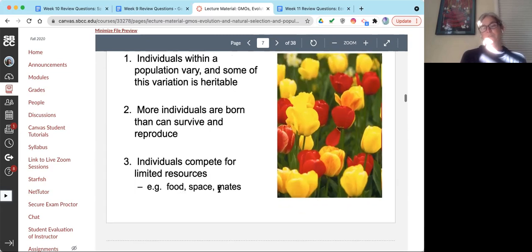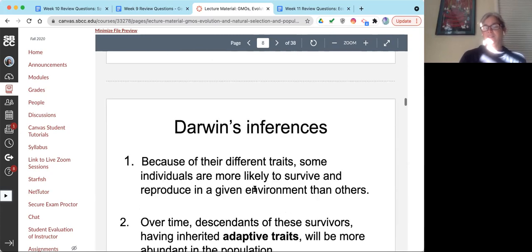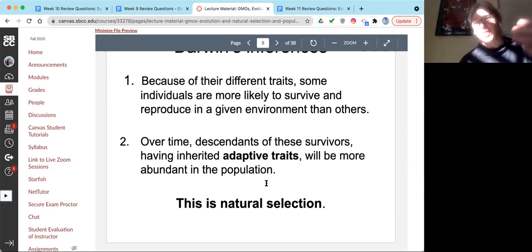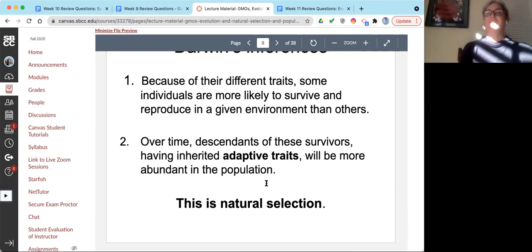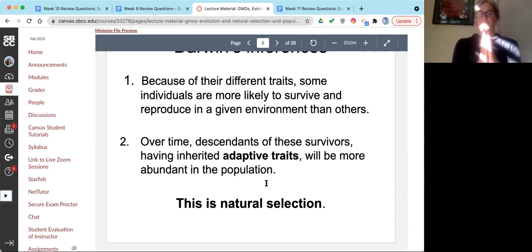And that more individuals are born than can survive and reproduce, that individuals compete for limited resources like food, space, or mates, or sometimes they're just competing for survival in a world where there are threats to them. Right? And that due to their different traits, some individuals are more likely to survive and reproduce in that environment than others. That's the first inference. And over time, as those individuals pass on the adaptive traits in higher proportions, because they're the ones that are reproducing, then the population is going to overall have more of those adaptive traits. You'll see individuals with those adaptive traits being more abundant in the population.